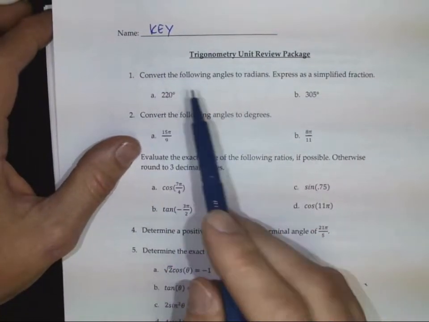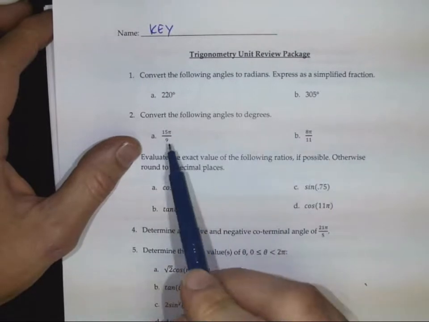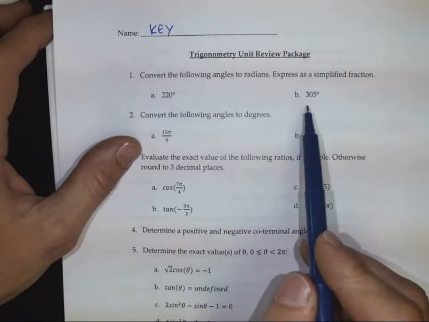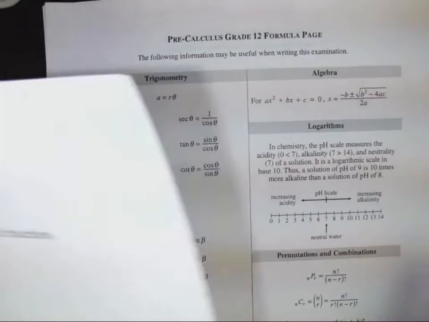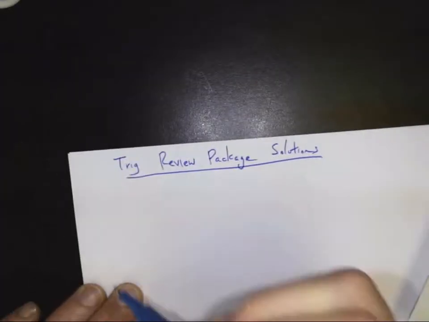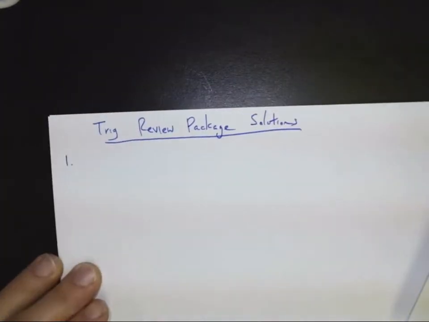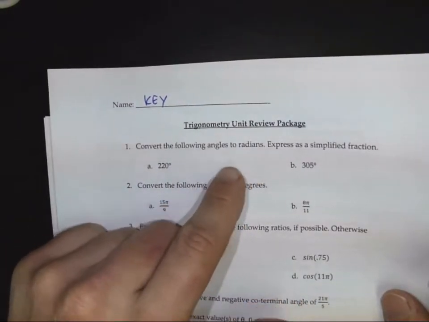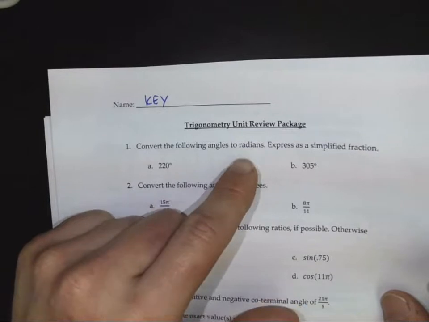For the first few, there's a couple of questions that are fairly similar, so I'm just going to do a lengthy explanation for the first one, and then I'm going to go through the next ones really quick. All right, so question A, we're asked to convert angles from degrees into radians, and express it as a simplified fraction.